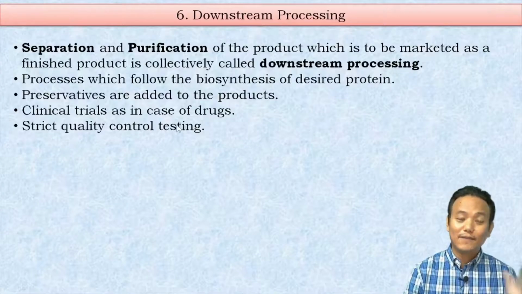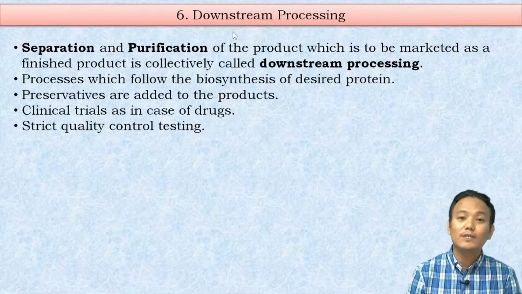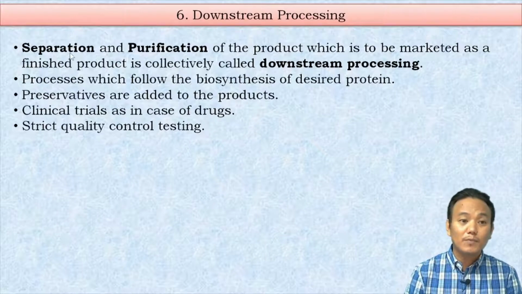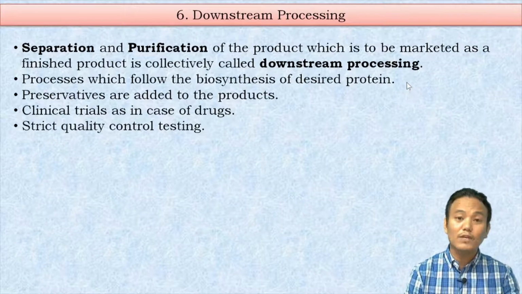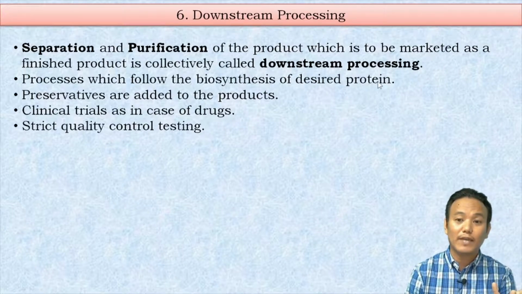So the 6th and the final process of recombinant DNA technology is downstream processing. So what is a downstream processing? Separation and purification of the product which is to be marketed as final product is collectively called as downstream processing. And these processes, separation and purification, they follow the biosynthesis of desired protein. So let's say we have produced a human protein by using E. coli cells in a bioreactor. So the biosynthesis of the desired protein has already happened within the bioreactor. In order for the protein to be sold to the human beings, we need to first separate the human protein and then we have to purify it.